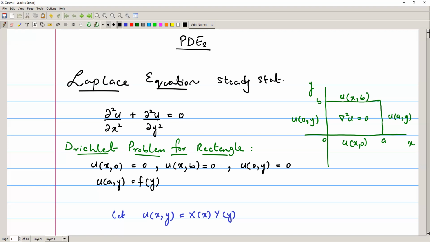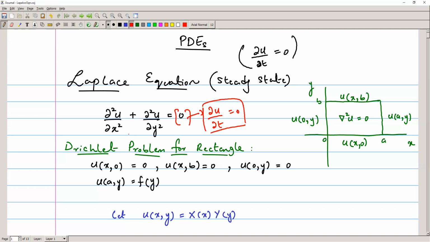Which means that dou u over dou t is equals to 0, right? So here we can see that on the right hand side it's 0, which means that dou u over dou t is equals to 0. So this is called Laplace equation, that is the two-dimension heat equation, right, in a steady state.